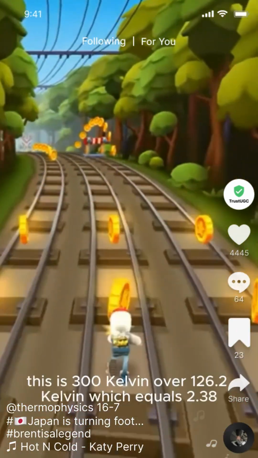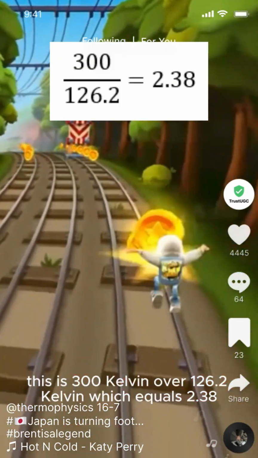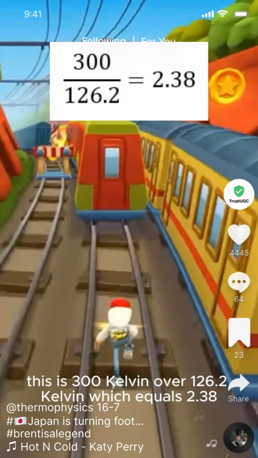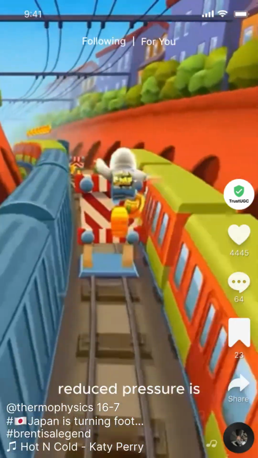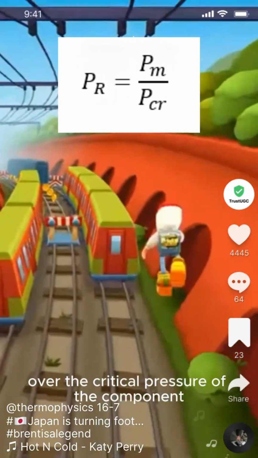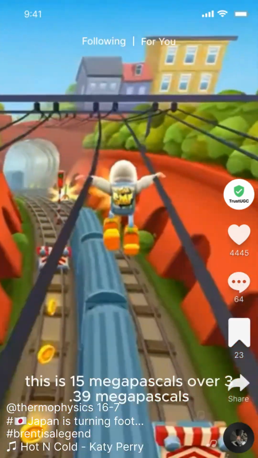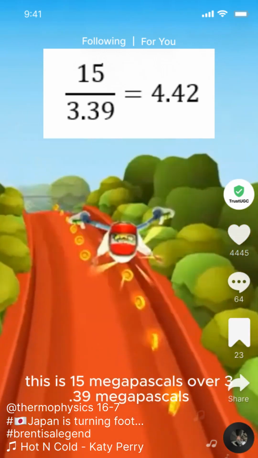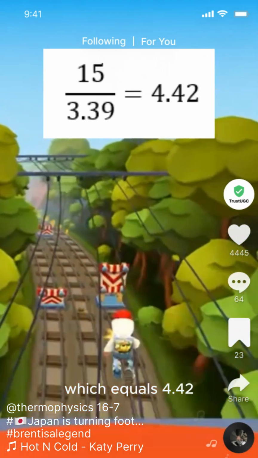For nitrogen, this is 300 Kelvin over 126.2 Kelvin, which equals 2.38. Reduced pressure is equal to the pressure of the mixture over the critical pressure of the component. For nitrogen, this is 15 megapascals over 3.39 megapascals, which equals 4.42.